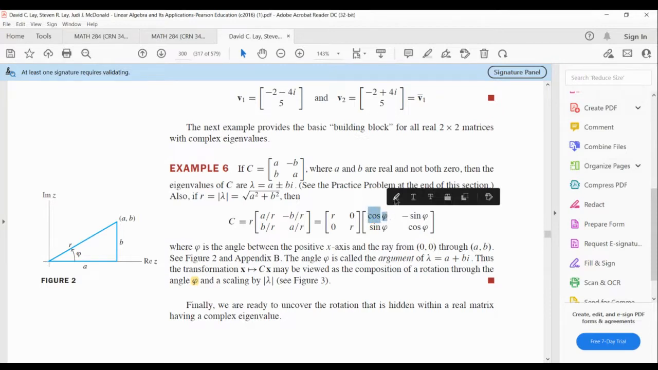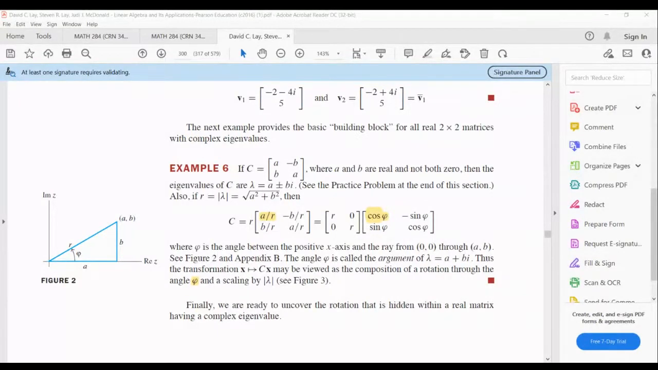Let's focus right here. Cosine of phi, they're writing that as A over R. Well, if we look at the picture on the left, the cosine, remember, is adjacent side over hypotenuse. So relative to phi, the adjacent side is A, the hypotenuse is R. So cosine of phi is equal to A over R.